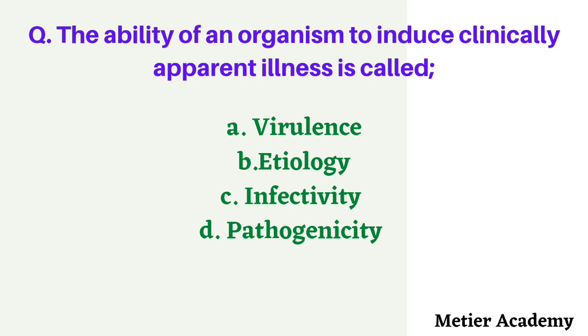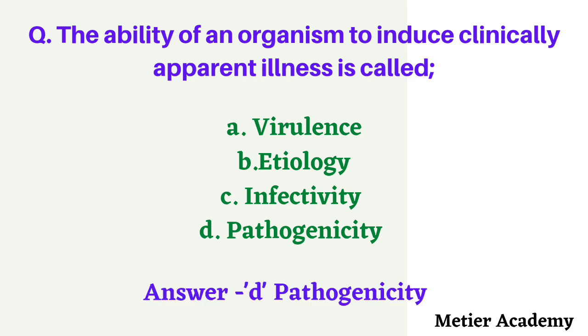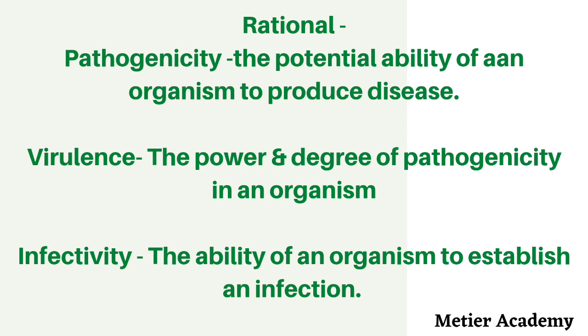The next one is the ability of an organism to induce clinically apparent illness is called virulence, etiology, infectivity, and pathogenicity. So listen to the question carefully. The ability of the organism to induce clinically apparent illness is called as option D, pathogenicity. The rationale behind this is pathogenicity is the potential ability of an organism to produce the disease, only to produce the disease. Virulence means the power and degree of pathogenicity in an organism, how strong the disease is going to be within the patient body.